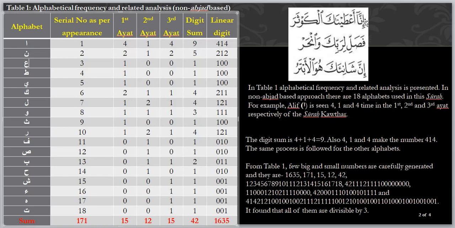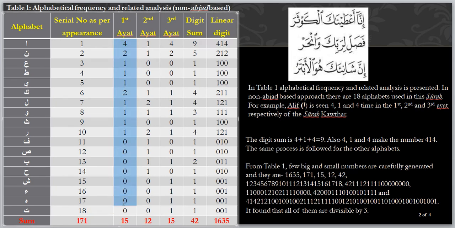So after Alif and Nun, there is Ain. So Ain is actually the third appearance, and the same procedural facts are also applicable for the rest of the harfs. Now, if we add these things, we get these numbers, 171.